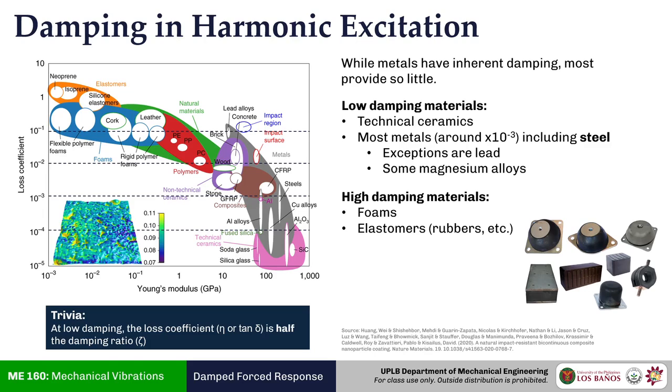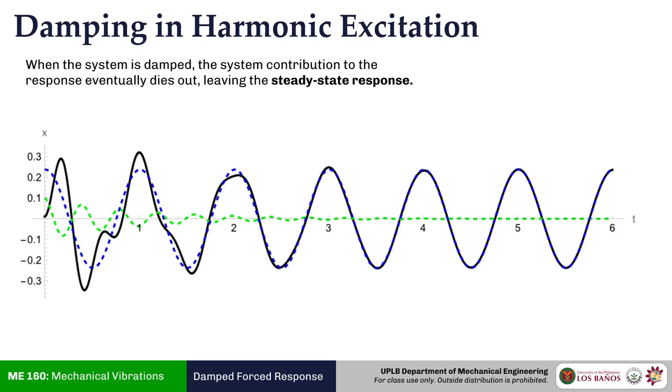So another thing is that when we introduce damping to our system, ang nangyayari sa steady state contribution natin sa total response ay eventually nawawala. So makita natin dito sa graph, kulay black na to is the total response. Yung kulay green, yun yung steady state contribution, yung sumasayaw sa natural frequency ng system. Makita mo na eventually namamatay siya. And ang natitira na lang ay yung ating blue component which is the steady state component.